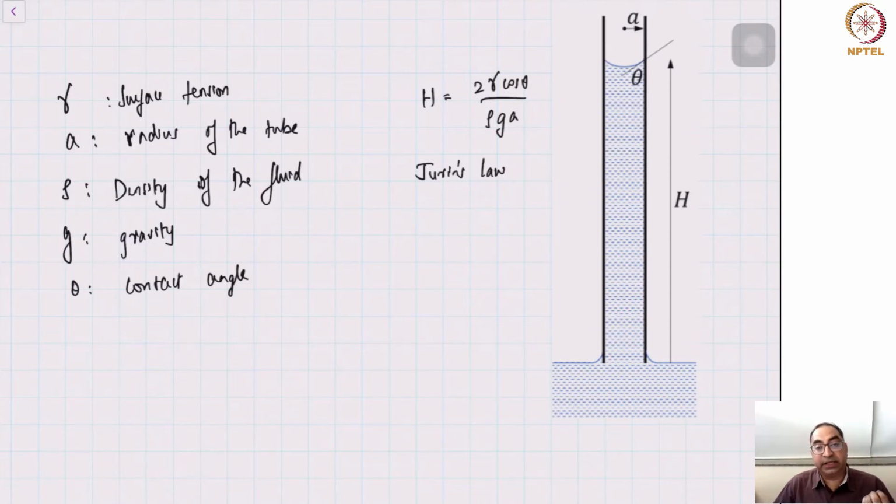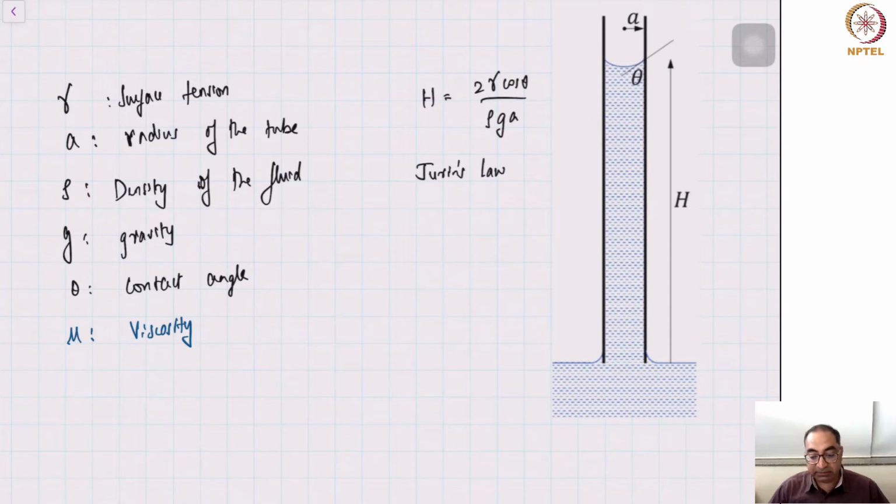Now, because we will be dealing with dynamics, an additional parameter which will come in, which is the resistance offered by the fluid to flow, is viscosity. This is a new dynamic parameter that we will introduce into the analysis, and we'll be looking at the evolution equation.